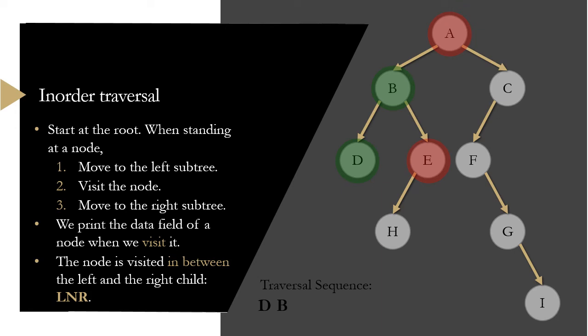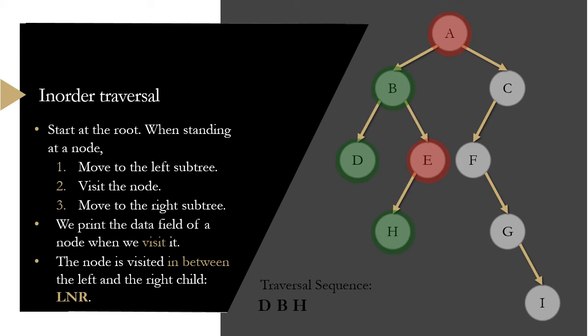Now we are at E. Does it have a left subtree? Yes. Move to it. We are at H. Does it have a left subtree? No. So step 1 is done. Step 2 says visit the node. So we print H. Does it have a right subtree? No. So we have done all three steps for the node H.